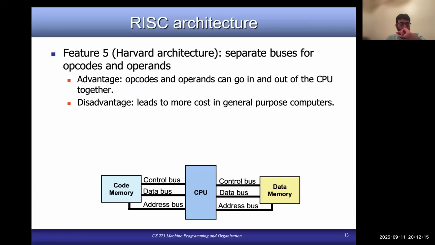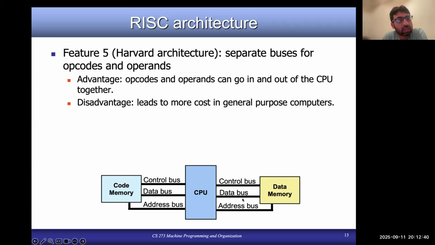The other thing is that your AVR microcontroller is using the Harvard architecture, which basically means it has separate buses for both opcodes and operands. Opcodes basically mean code and operands mean data, right? So the advantage is that opcodes and operands can go in and out of the CPU together because they have separate buses.